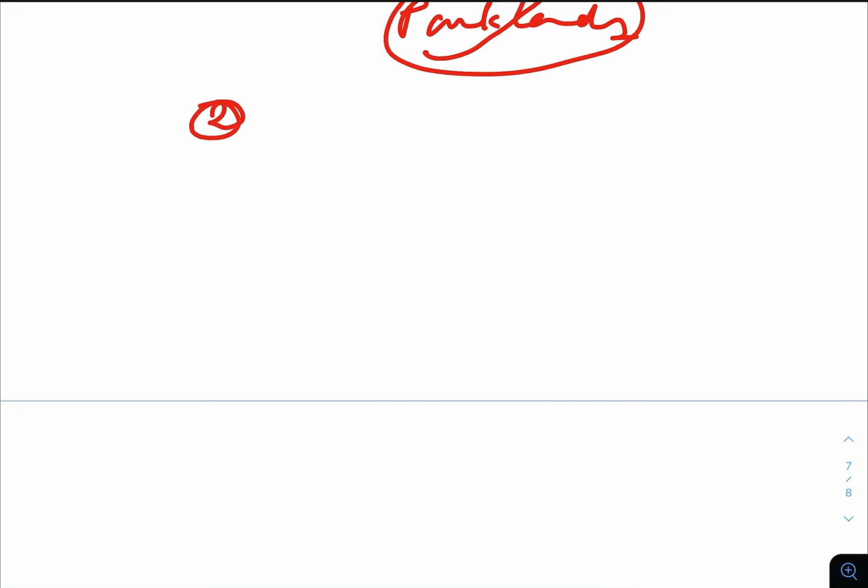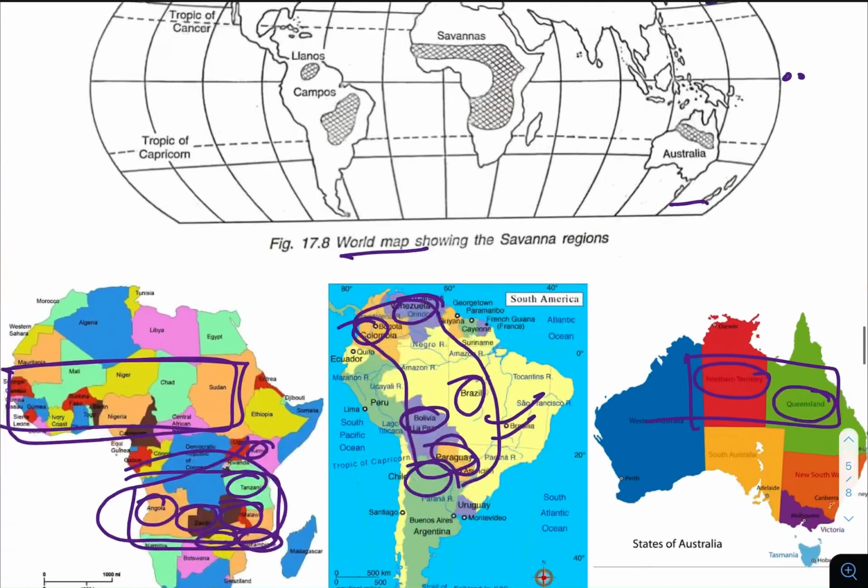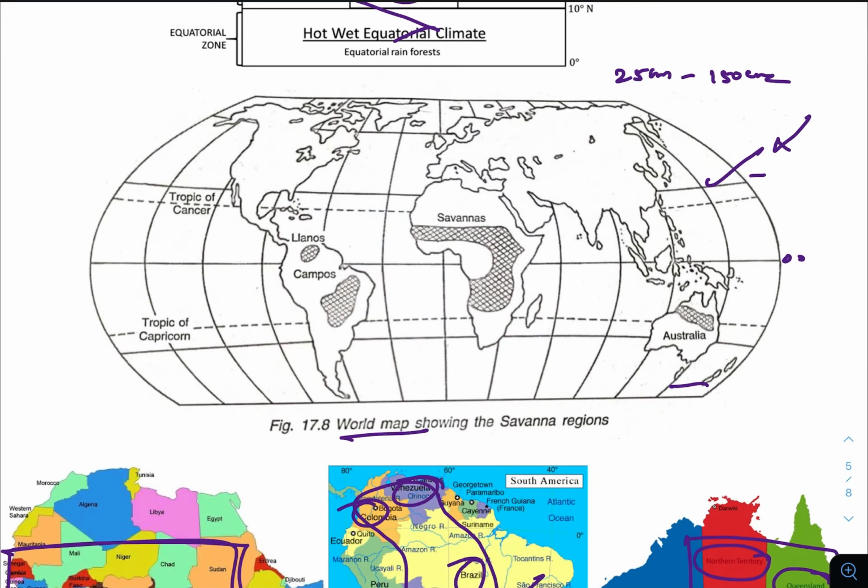The trees that grow in these tropical grasslands can withstand longer periods of drought. And the third point is that the vegetation is popularly known as campos. Now look at the diagram again. This vegetation, campos, is popularly known as such in Brazil, Llanos in Venezuela, and Savanna in Africa.